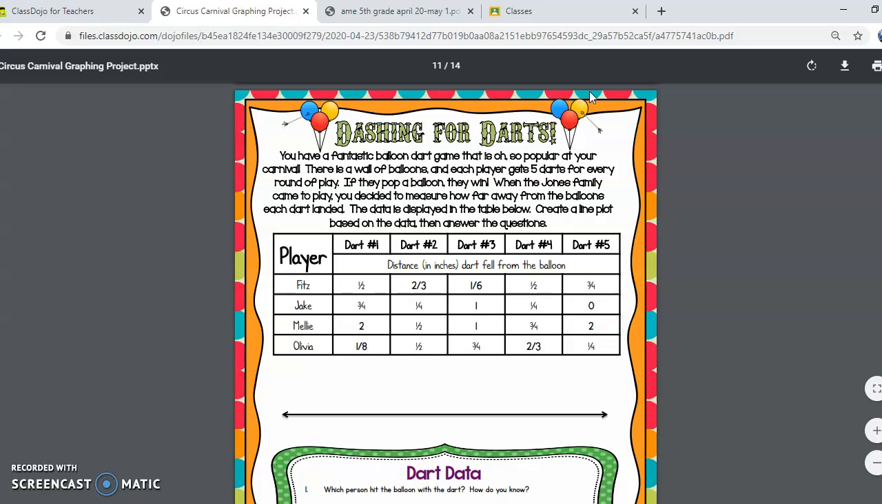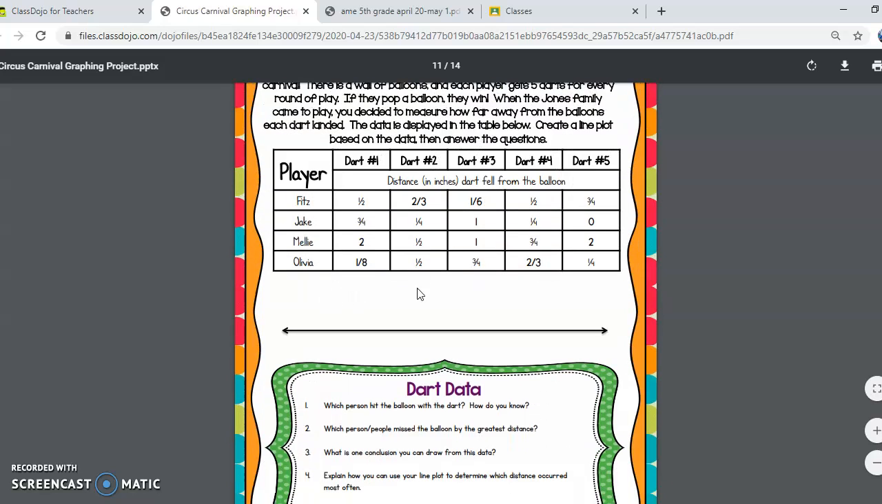If they pop a balloon, they win. When the Jones family came to play, you decided to measure how far away from the balloons each dart landed. Data is displayed in the table below. You'll create this line plot here based on the data and answer the questions.